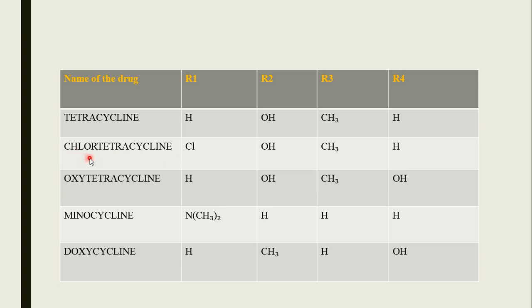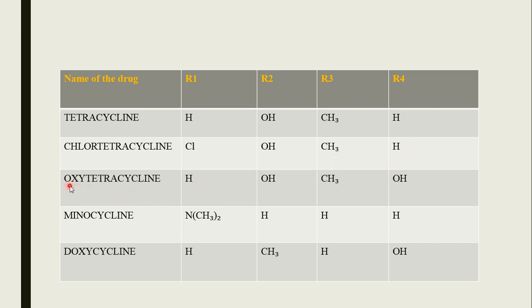For chlortetracycline, the name chlor indicates what? Chlorine group is present. Where is the chlorine group present? The chlorine group is present at R1 position. So only the chlorine group is extra. All other groups are the same as tetracycline: R2 hydroxy group, R3 methyl group, R4 hydrogen group.